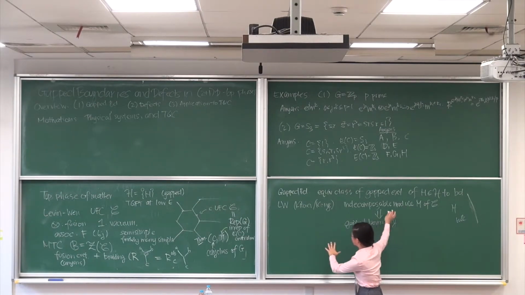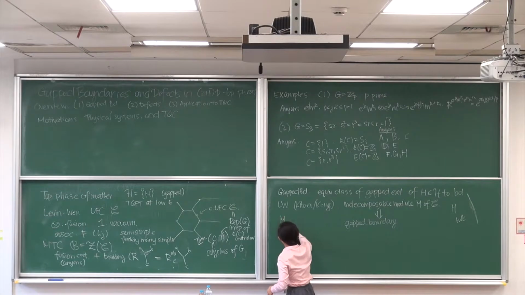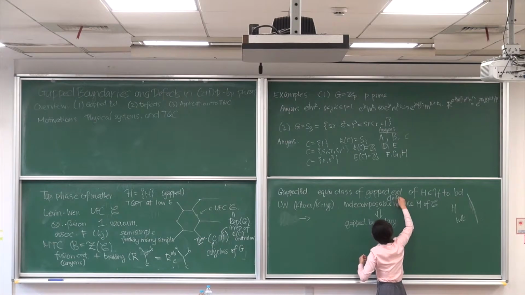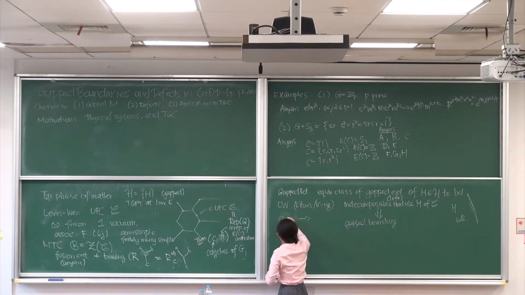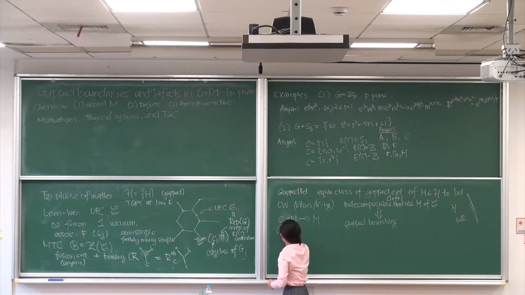So what is an indecomposable module? You've probably studied modules over a ring. It's the categorical generalization of this. Essentially, if we consider left modules without loss of generality, then we have a map from the product of C and M to M. So there is a left C action.